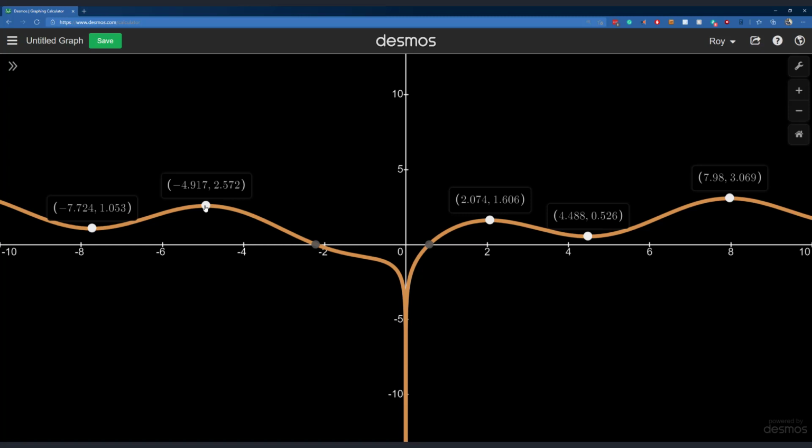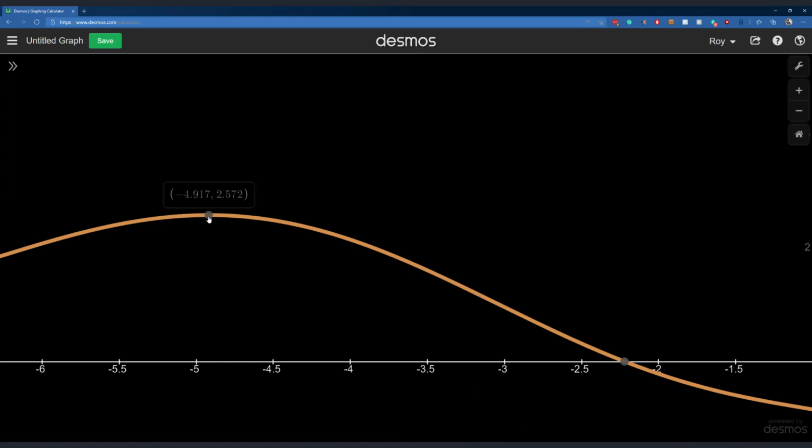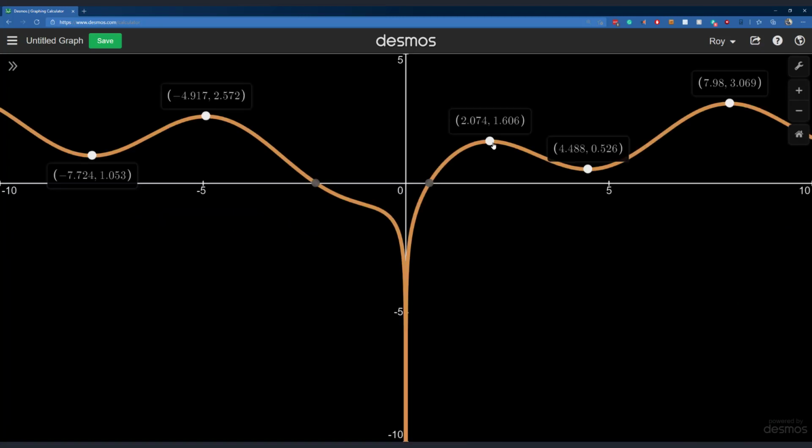Negative 4.917, 2.572, yeah, that is a local maximum. Again, the function exists on both sides of that point, and locally, it's the highest point. And you can see we have two more local maximums, one at 2.074, 1.606, and another at 7.98 and 3.069. And then we have one more local minimum at 4.488, 0.526.